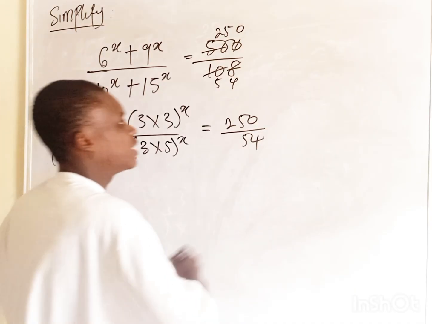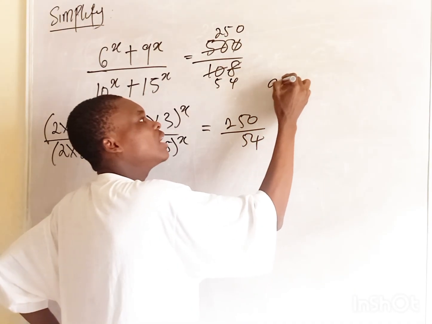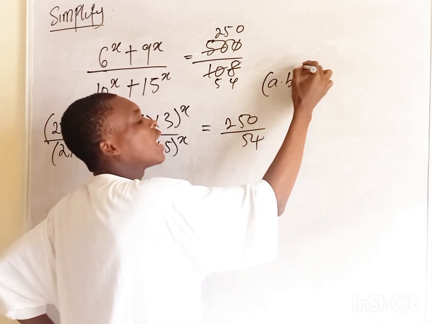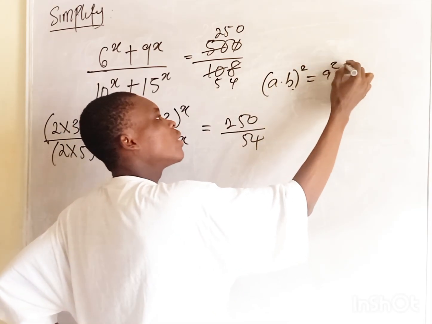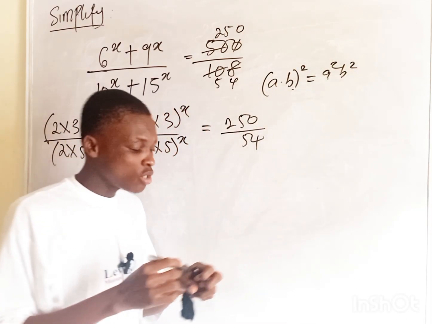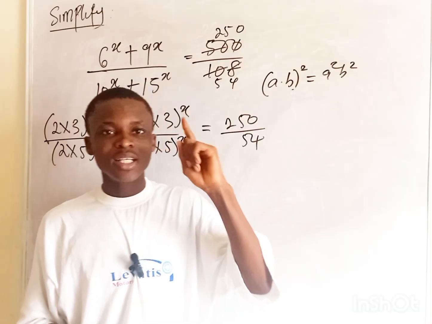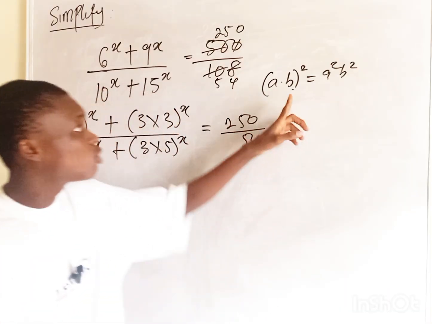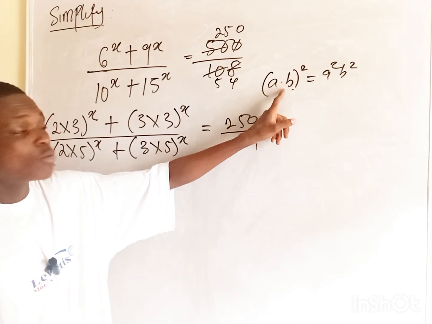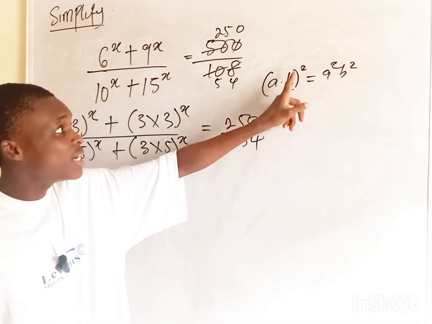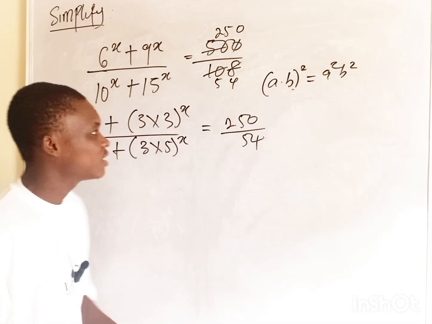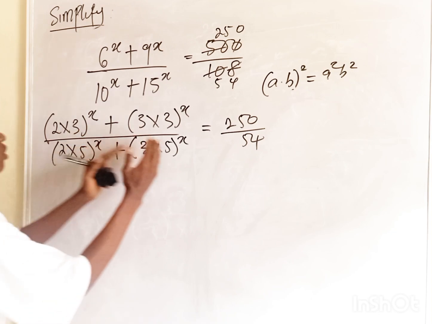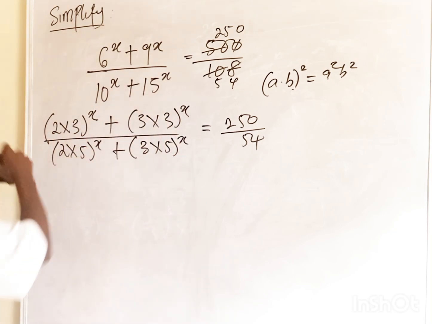Now let's go to the next step. Remember, if you have a multiplied by b all to power 2, this equals a squared b squared. Why? The law states that different factors in a bracket raised to a certain power, the power is distributed over the factors in the bracket. So clearly you can see that these factors are not the same. So they are different factors raised to a certain power, the power is distributed.